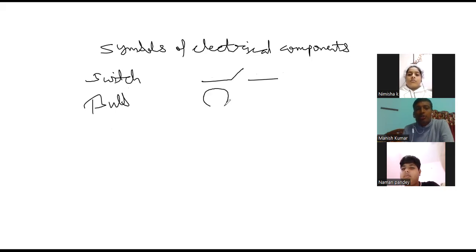Now there should be a circular part and there should be a resistance like this. You can draw it like this also. You can draw it in this way too. Now this is a bulb.